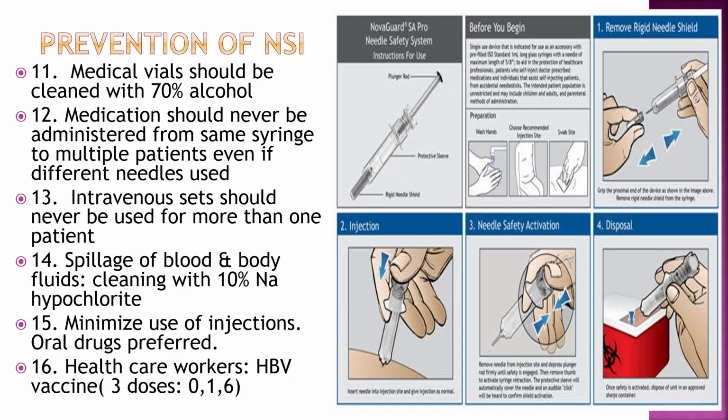Healthcare workers should be vaccinated with 3 doses of the hepatitis B vaccine, that is first dose, then second dose after 1 month, and third dose after 6 months, so 0, 1, 6. Hepatitis B vaccine is available, so every healthcare worker should be vaccinated, because for HIV and HCV vaccines are not there, but what vaccine we are having, that we should use.